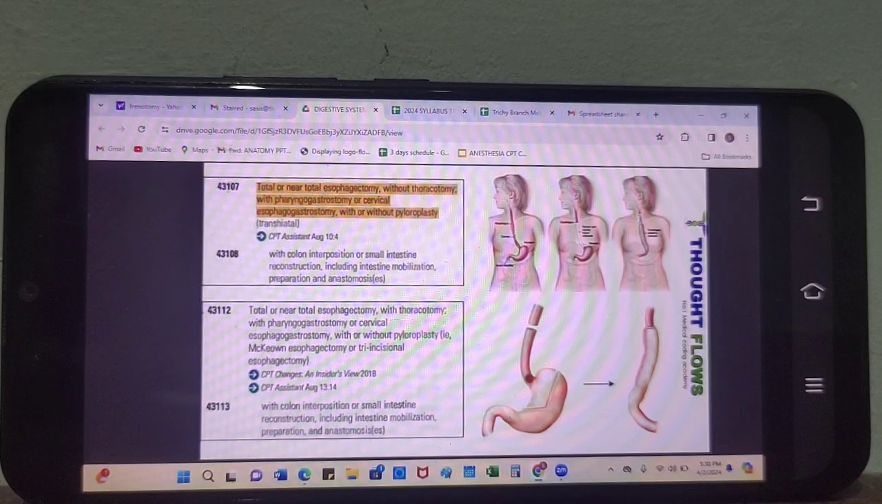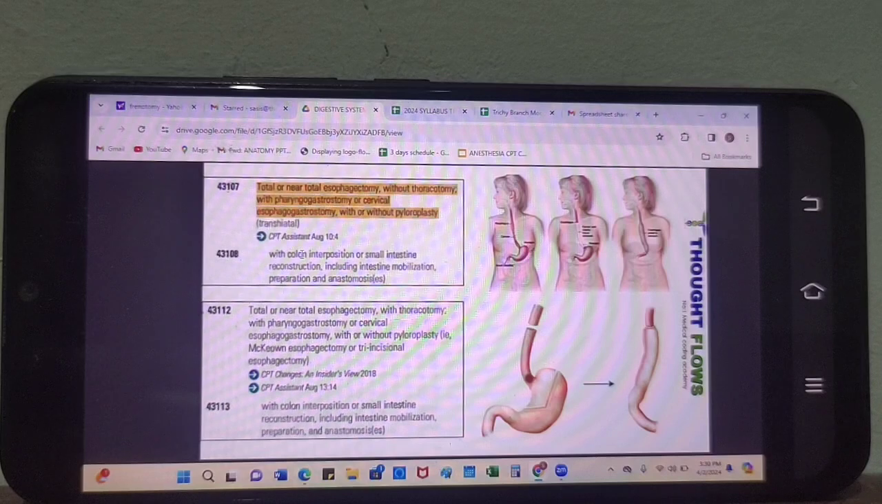So that is esophagectomy with esophagogastrostomy. That is the meaning. So during that procedure, if the surgeon also performs the reconstruction procedure with the large or small intestine, go for 4310.